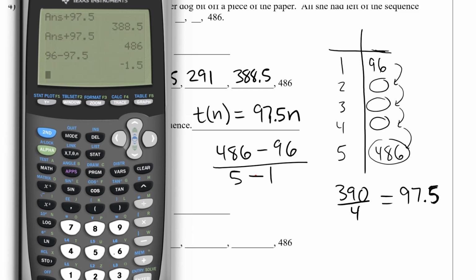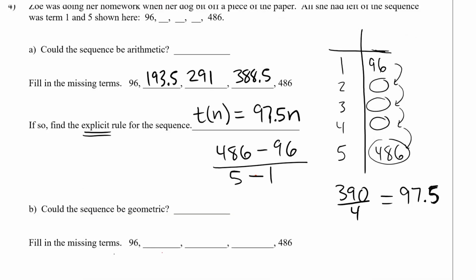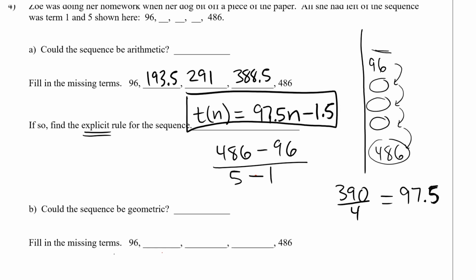97.5 is, yeah, it's negative 1.5. So minus 1.5. And this is ugly, so let me erase that. So this should be my function right here. You can see the rate of growth in my 0th term also.